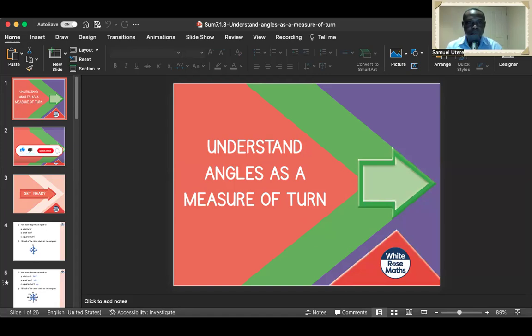So, in your previous lesson, you learned how to draw and measure line segments using geometric figures. In today's lesson, you're going to learn how to understand and use angles as a measure of turn.